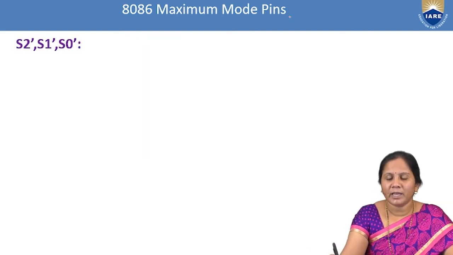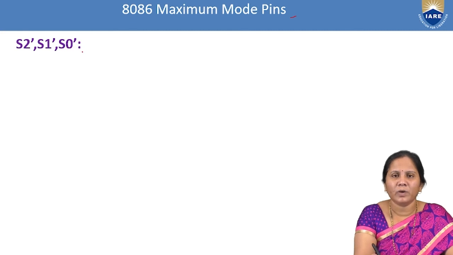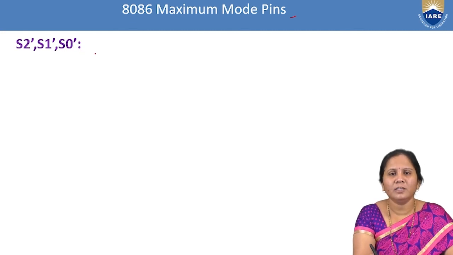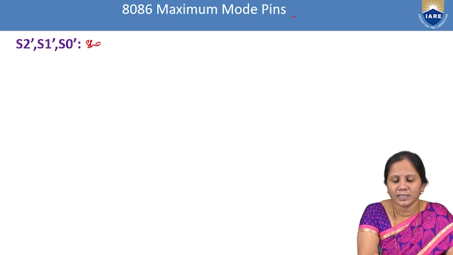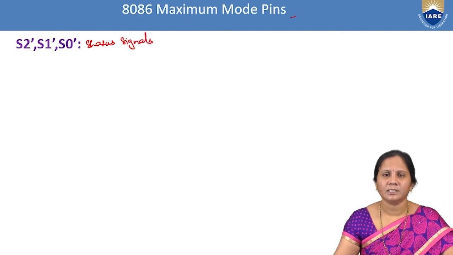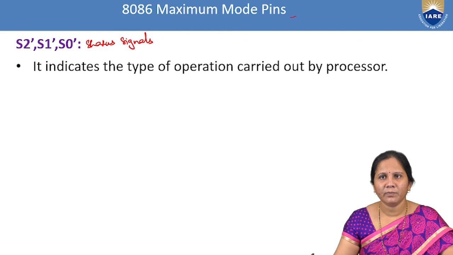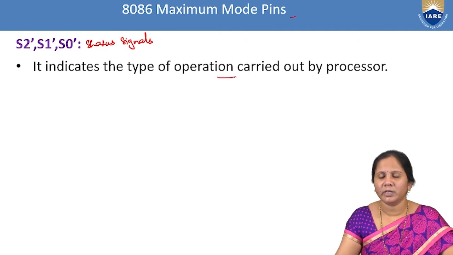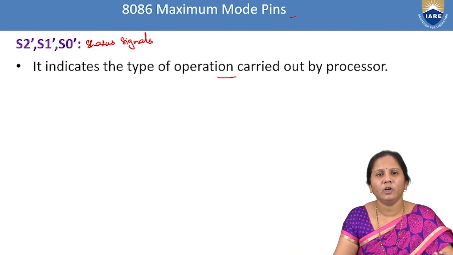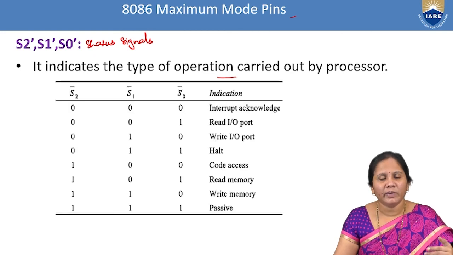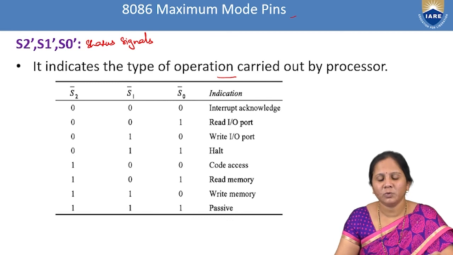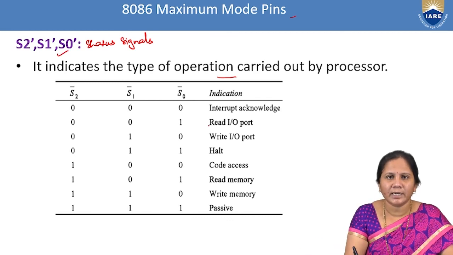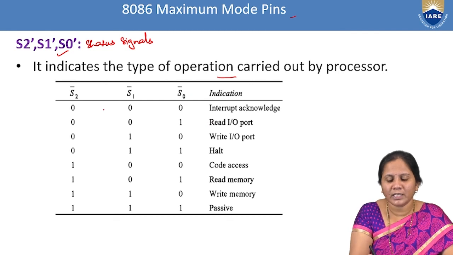Now, the next maximum mode signals are S0, S1 and S2. All of these are active low signals, and they are called status signals. Generally, these status signals indicate the type of operation that is carried out, that is, whether it is a read operation or a write operation, and whether it is from the memory or from the IO device. All these types of operation are decided by these three status signals, S0, S1, S2.